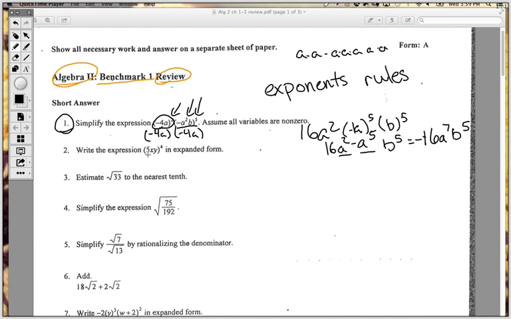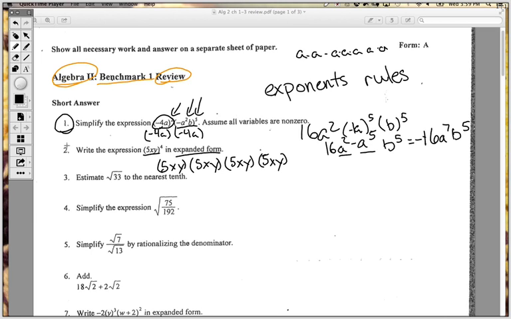It says write the expression in expanded form. This is pretty much the same idea, but when it says expanded form, that just means expanded like this. What does to the fourth power mean? It means 4 times multiplied. So I'm going to have 5xy times 5xy times 5xy times 5xy. Okay, so that's what's happening with that one.